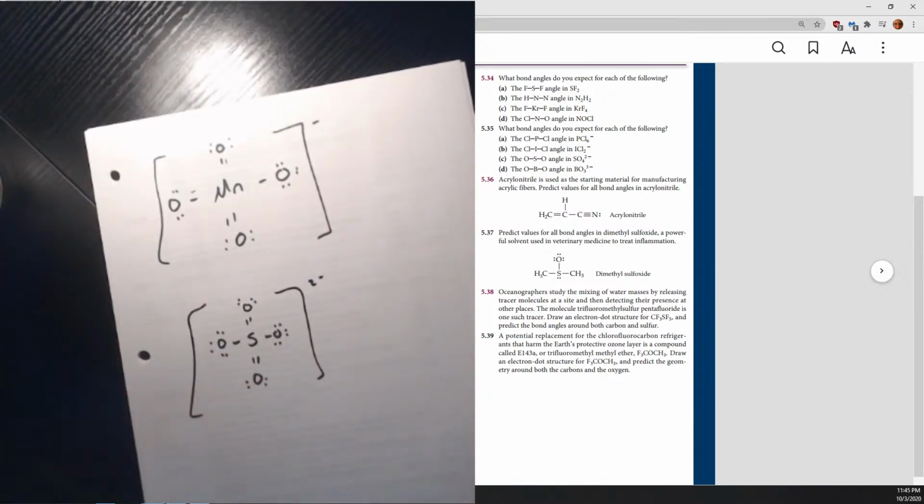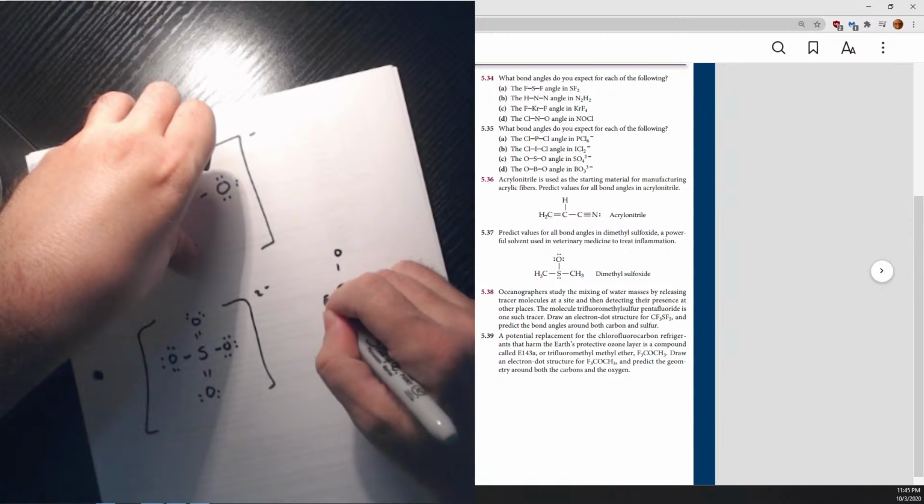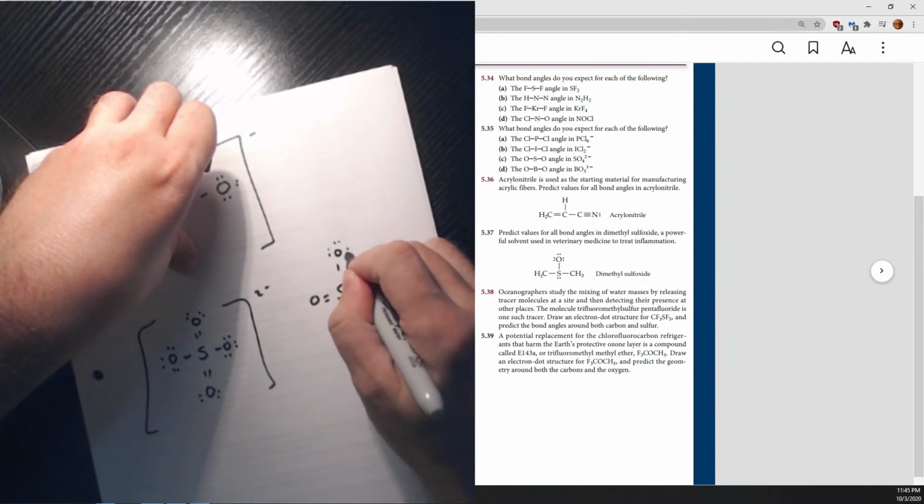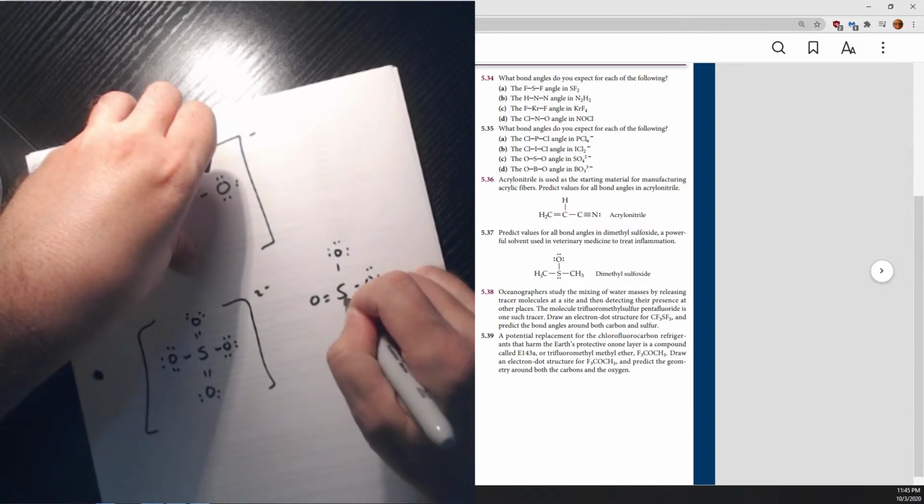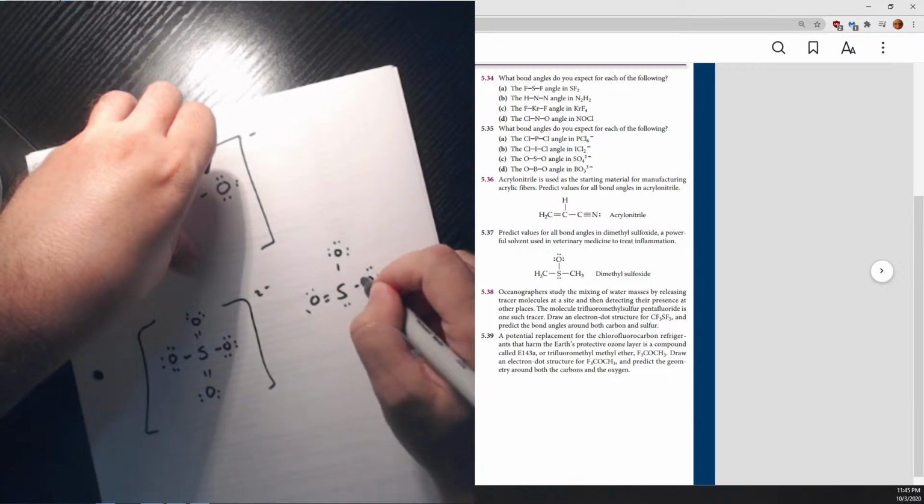Give me something interesting. All right, SO3 2 minus. That one's going to be trigonal pyramidal. S O O O. Let's see. That's 24 plus 2 is 26. Yes.